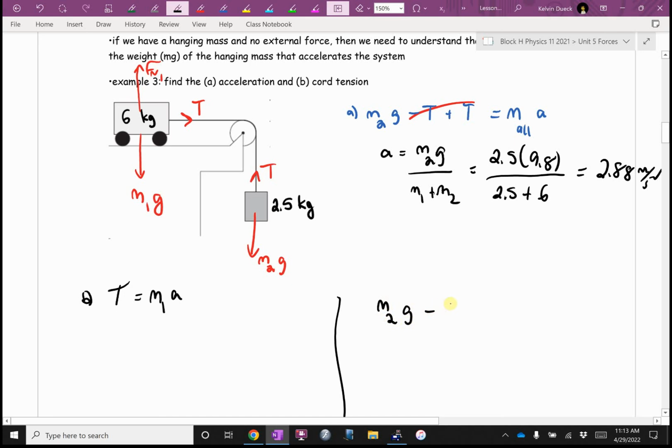Who's losing? Equals M2A, because I'm just writing an equation. How would I get the T by itself here? I would swappy dance. So I would have M2G minus M2A equals tension.